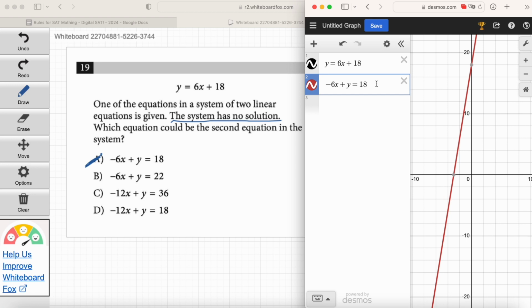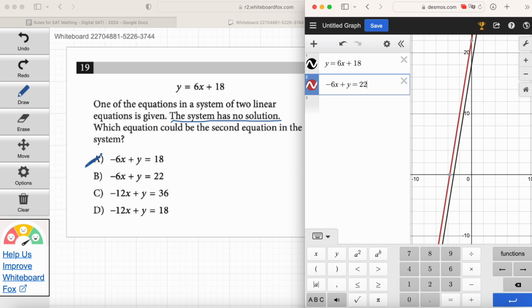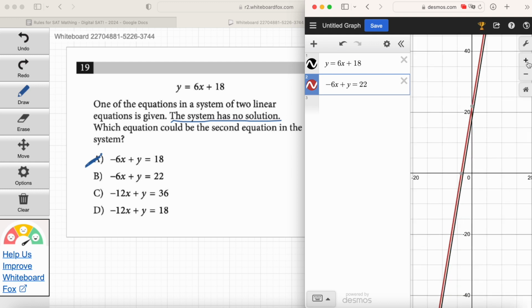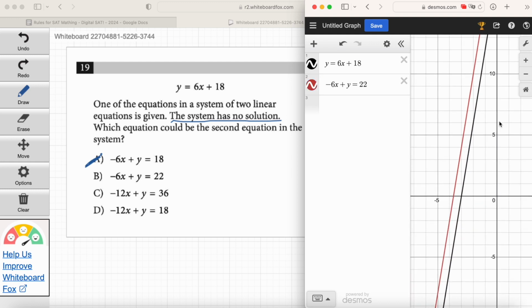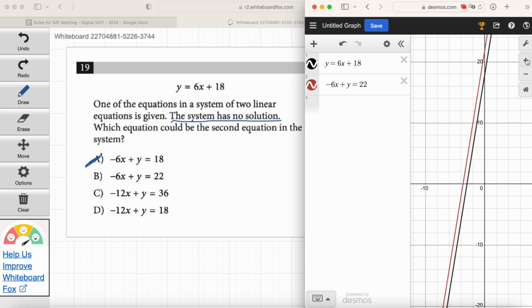Okay, great. Let's try answer choice B. And the only thing we need to do, we don't need to rewrite the equation. We're just changing the 18 to a 22. There we go. How's that looking? I think it's parallel. I think those are parallel as well. Yeah. That looks good. It's probably B.